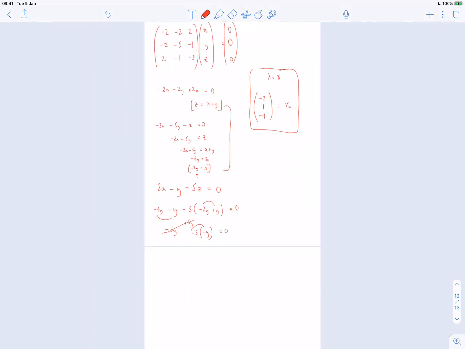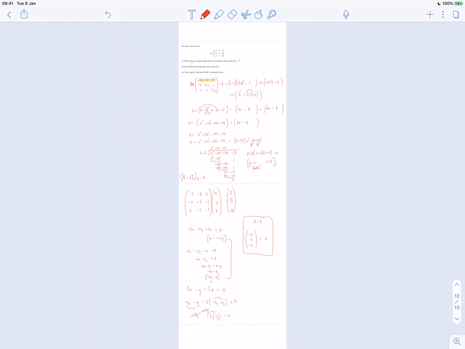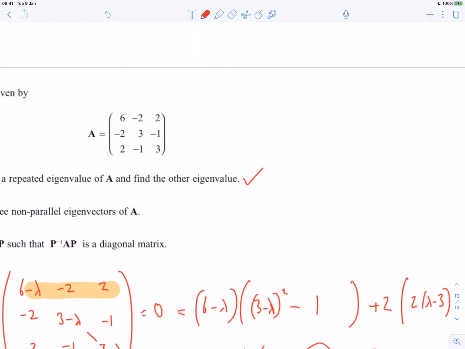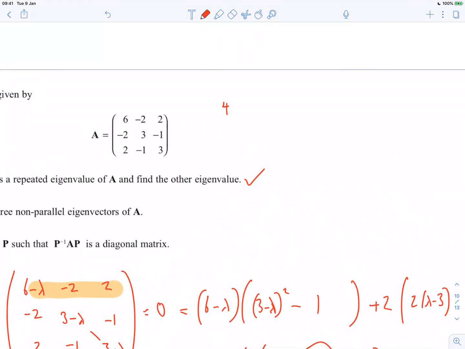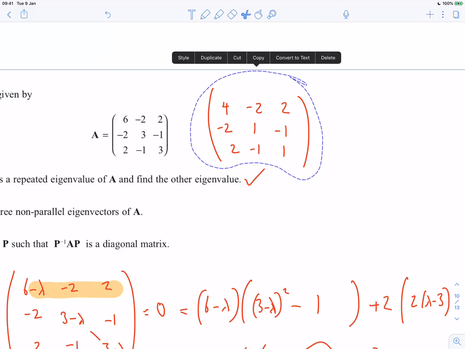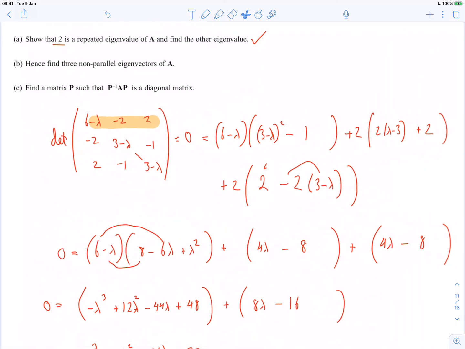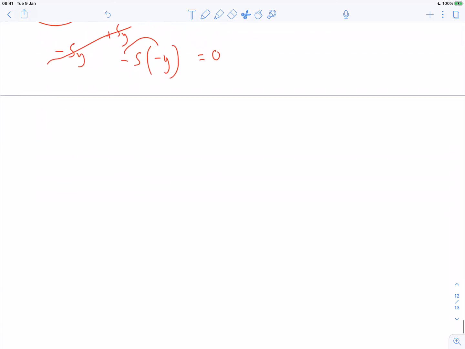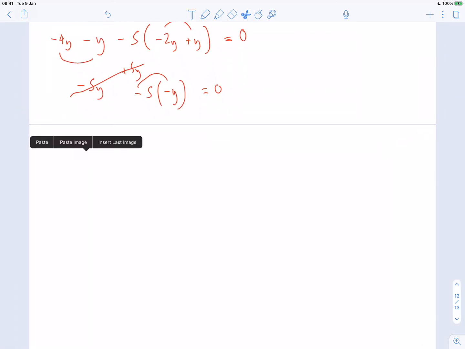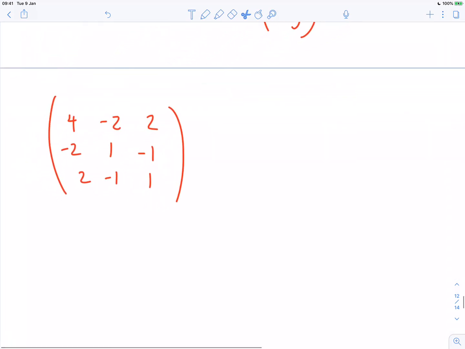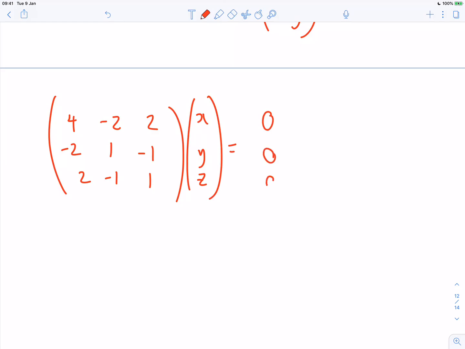Now let's look at the repeated one, and lambda is 2 in this case. So 6 minus 2 is 4, then that's minus 2, 2, then minus 2, 3 minus 2 is 1, minus 1, 2, minus 1, 3 minus 2 is a 1. So if I copy this, bring it down south, and I'll do the exact same thing, and that is this thing times by x, y, z should equal the 0 vector.